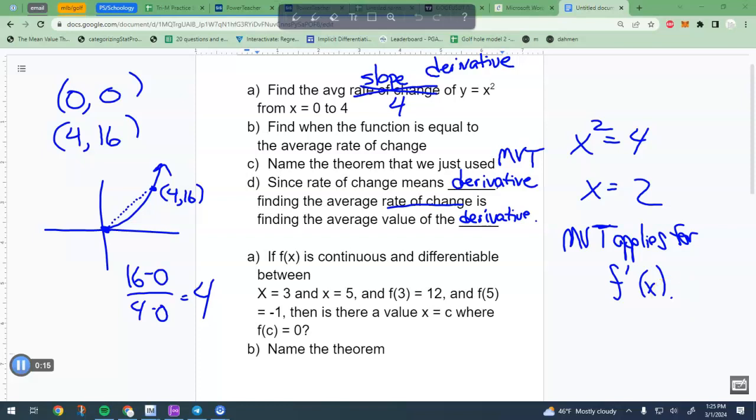And then this one, this is not very often confused with the average value theorem, but I just wanted to review it because it was another theorem. So I'm saying if you have a point at like 3, 12, and another one at 5, 1, and it's continuous and differentiable, do you have to go through 0 to get from one to the other? If you do, what's the name of that theorem? IVT, or intermediate value theorem.